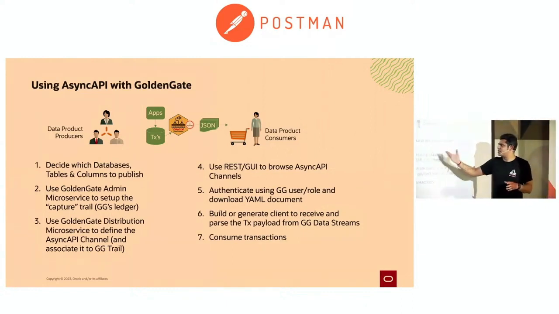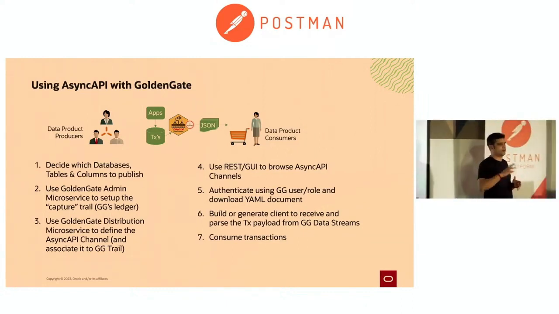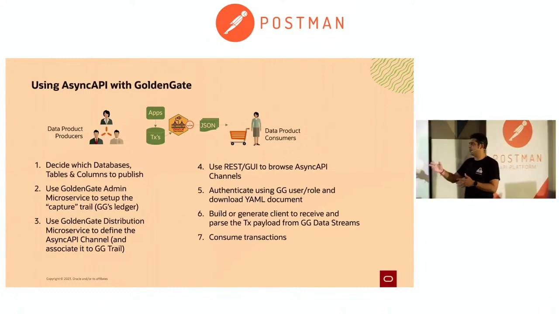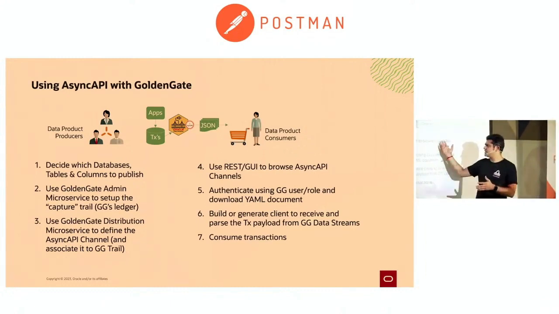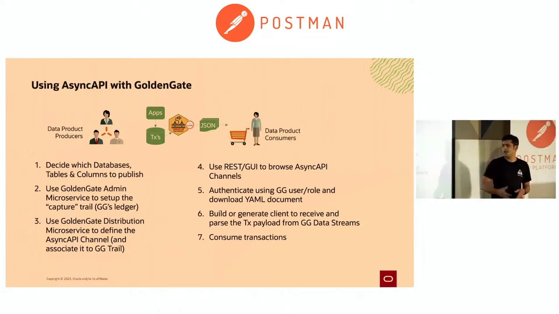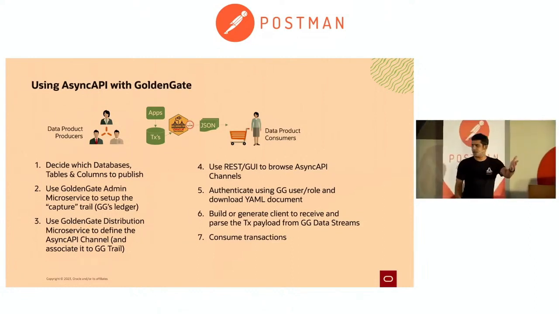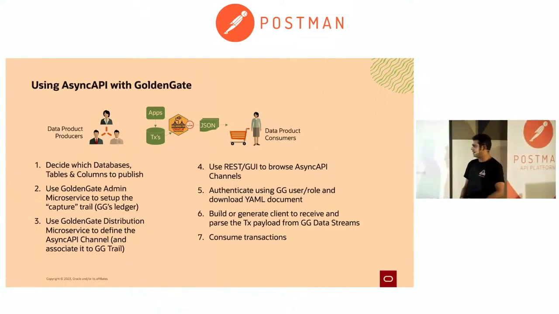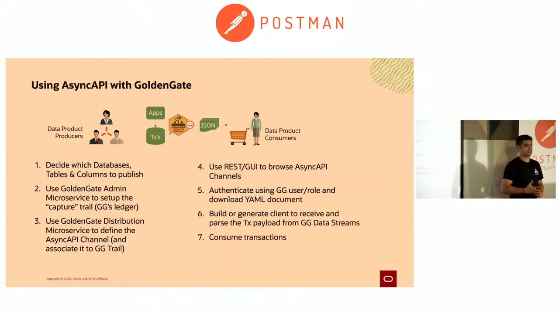Use the REST API. Oracle GoldenGate completely works on RESTful API. So use the REST API or GUI. Browse the AsyncAPI channels. Authenticate using GG user or role, and download your YAML document and customize it as per your requirement, and build or generate the client code and consume the transactions.